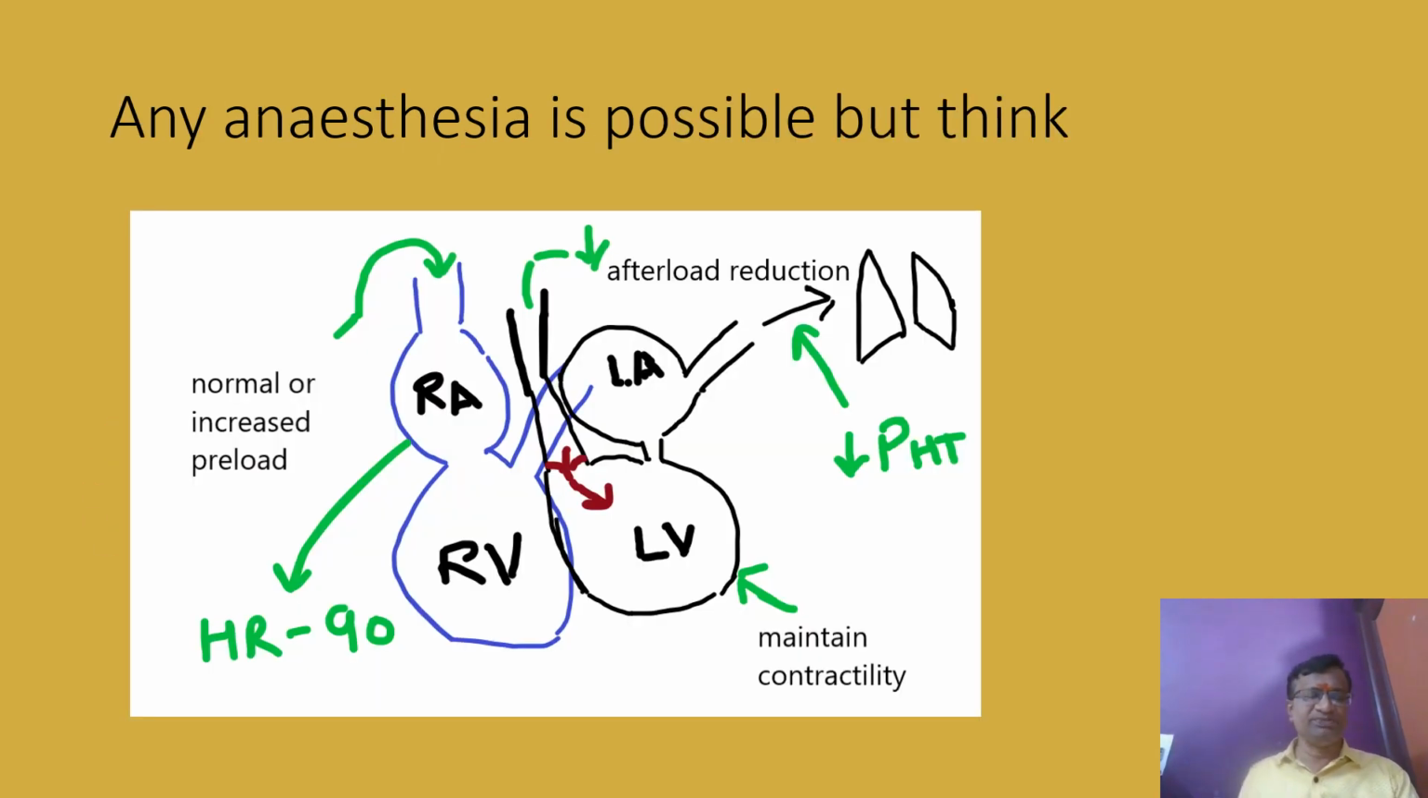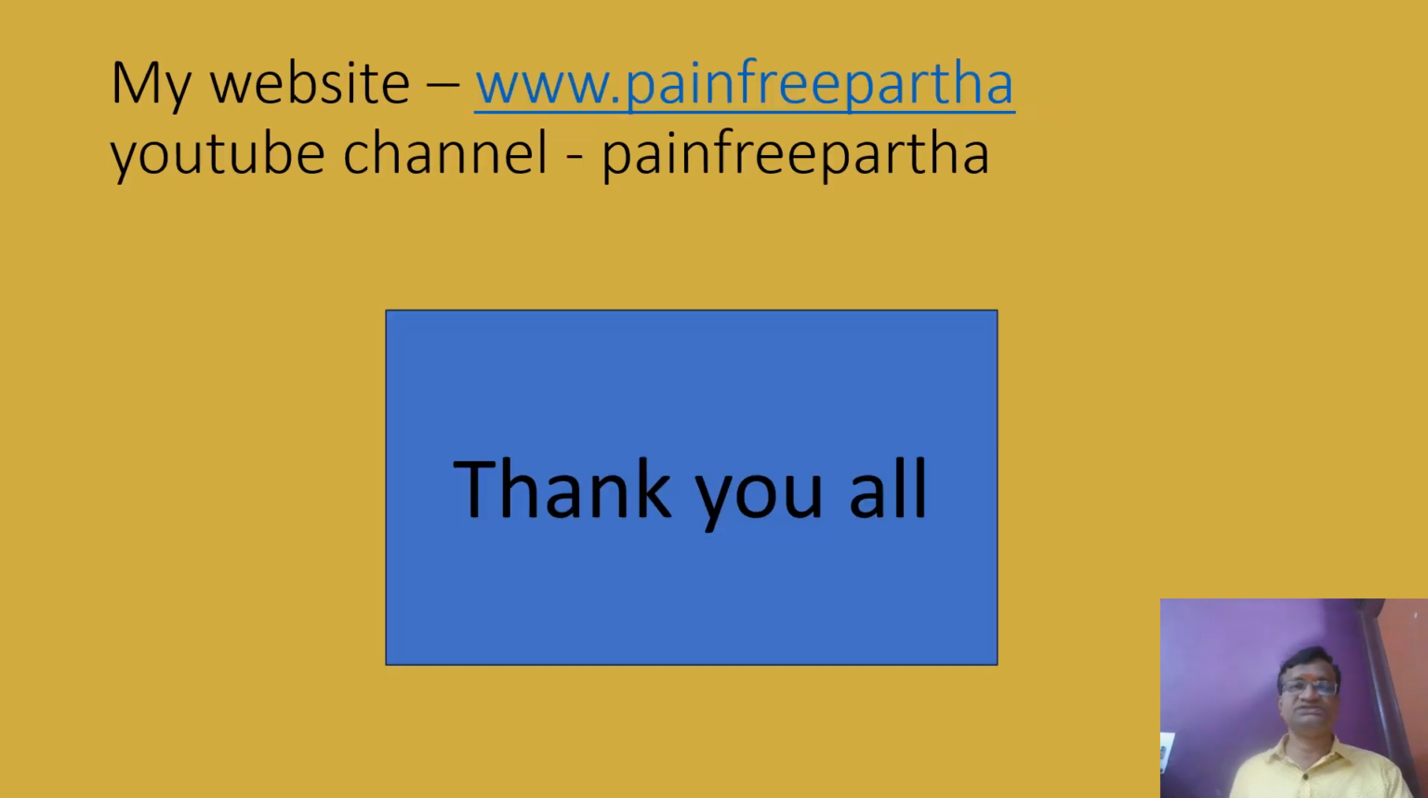Any anesthesia is possible, but think about the heart rate. Heart rate should be around 90. Give more fluids and keep a normal or slightly higher preload. Reduce the afterload. If you reduce the afterload, the forward flow is better and the regurgitant fraction is less. There may be increased pulmonary hypertension, so decrease PVR. So what are the things? Avoid hypoxia, avoid hypercarbia, avoid nitrous oxide. Maintain the contractility. Don't use direct myocardial depressants. Thank you all for your patient listening.